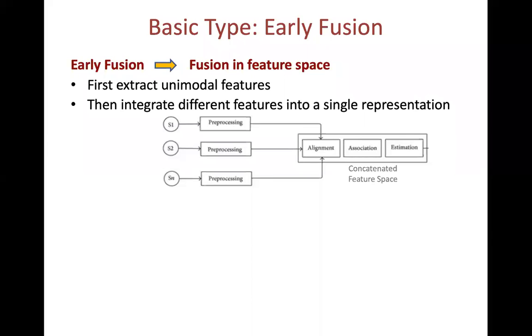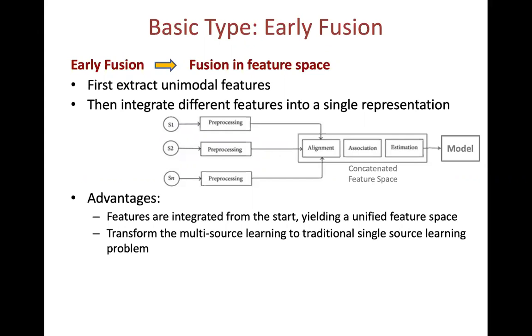So in early fusion, we extract unimodal features, like from each modality we extract the features. And then we integrate the different features into a single representation, and then we get a model in the end. Advantages, of course: the features are integrated, so it's easy to build, and we can also transform the multi-source learning into a traditional single-source learning problem, right? Because we can just combine the features, and we can use our traditional machine learning approaches.